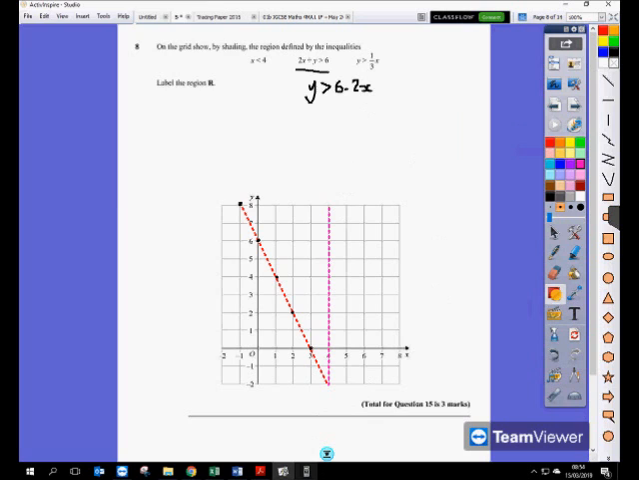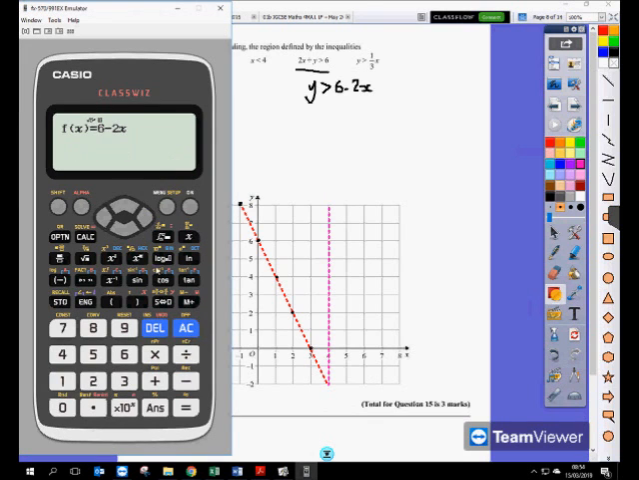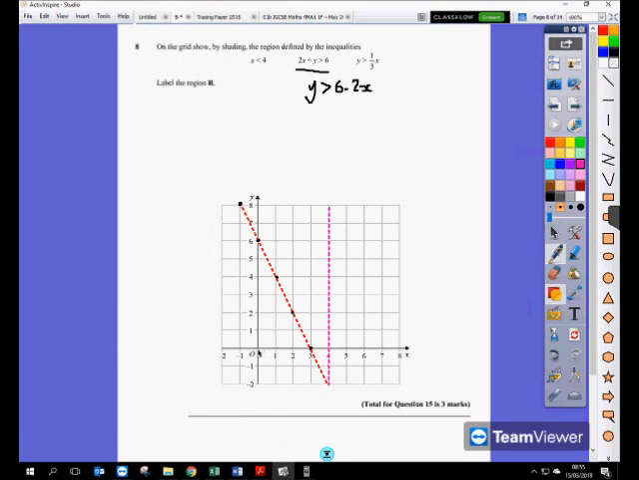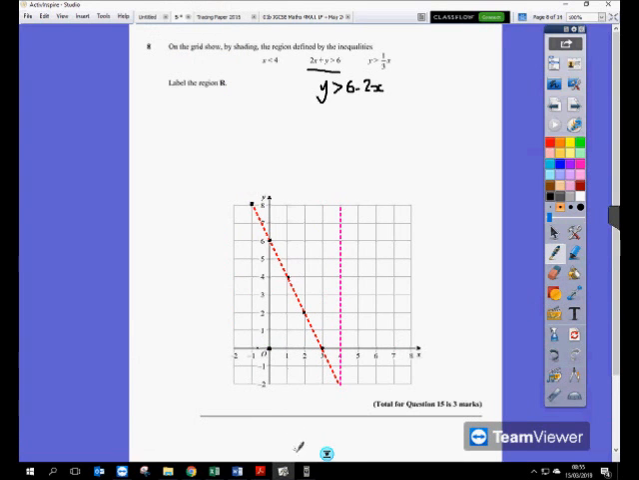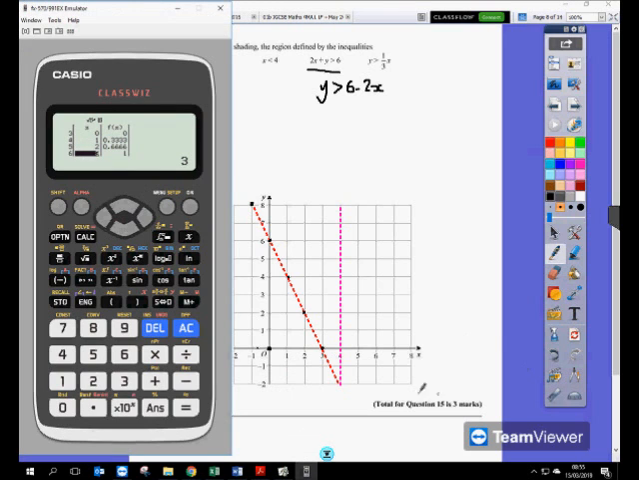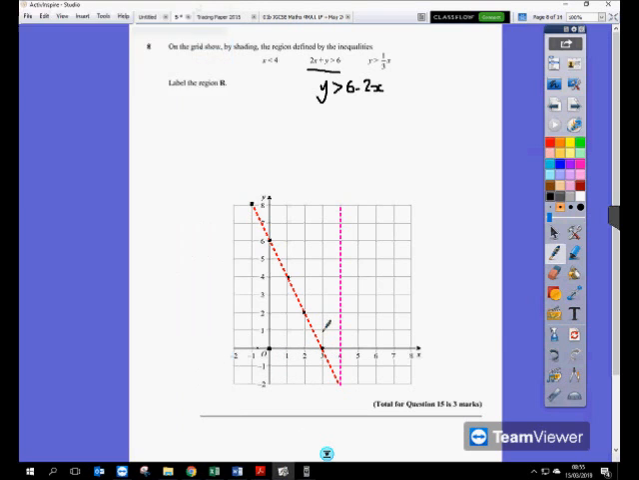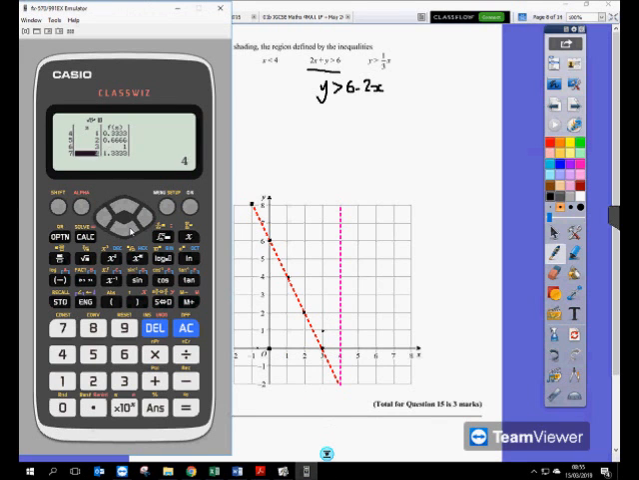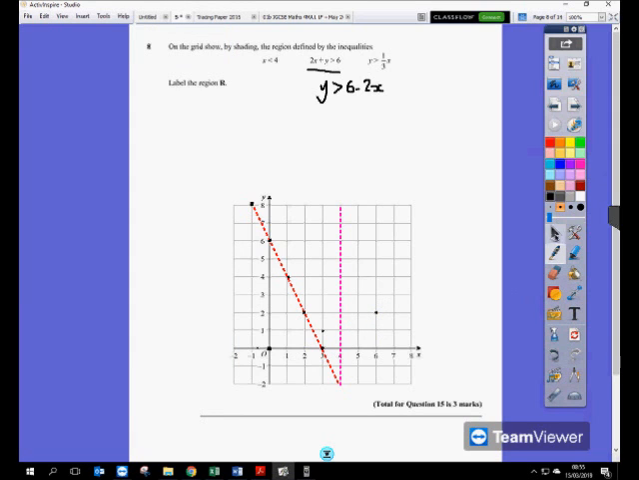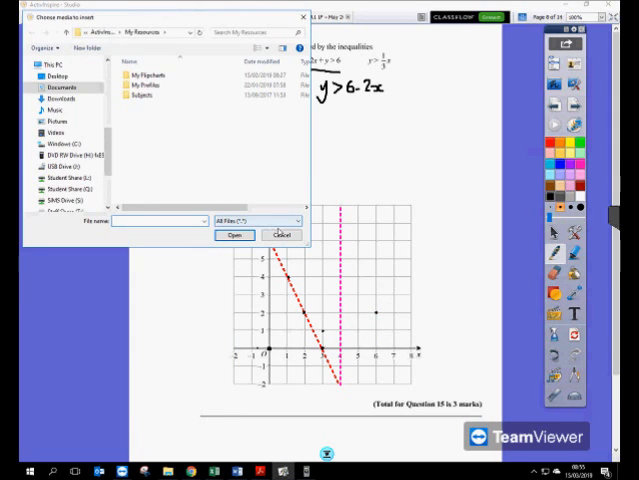And the next one, y is greater than 1/3 x. So again, we can use the table mode. 1/3 x. Same range. So some of these coordinates are quite nasty. It's okay. Just plot the easy ones. So 0, 0. Plot the integer ones. 3 goes to 1. And another one. 6 goes to 2. Now plot the line through them again.